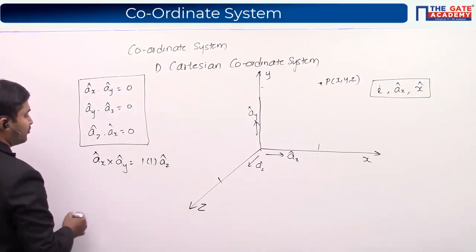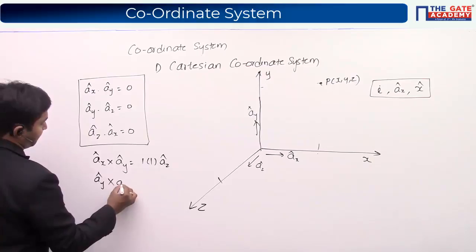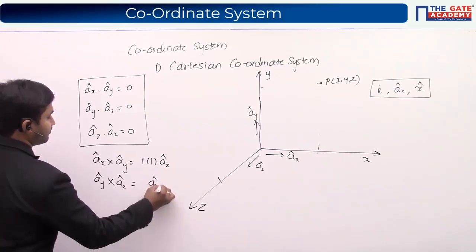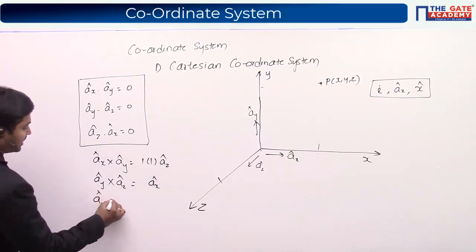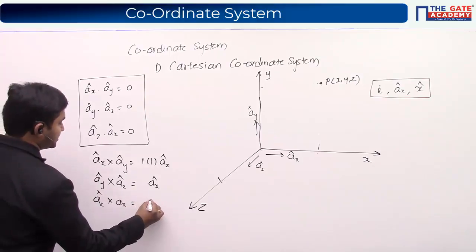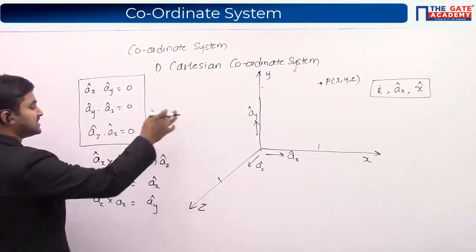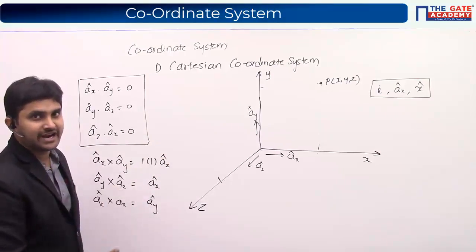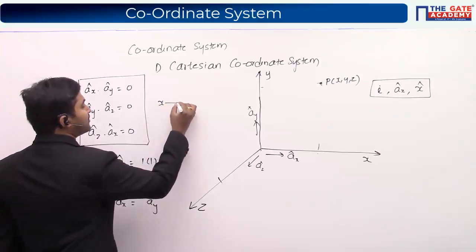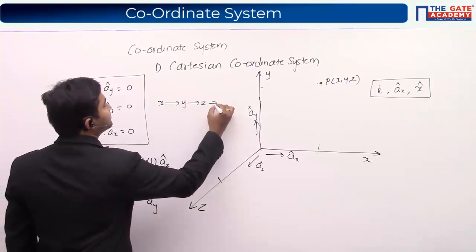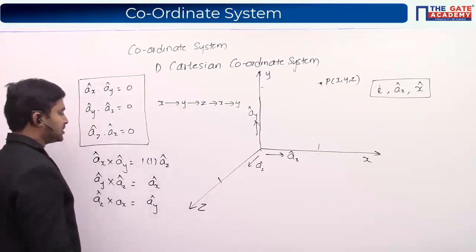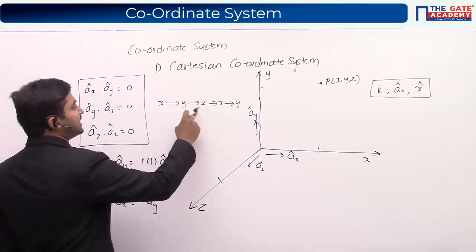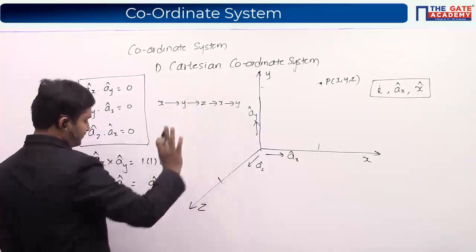Similarly, if I move from Ay cross Az, then it is going to be the x direction. Az cross Ax is going to be the y direction. The easiest way to remember this is using the right-handedness of the coordinate system, where we can say from x comes y, from y comes z, from z comes x, from x comes y. So if you write x cross y, it is z. If you write y cross z, it is x. If you write z cross x, it is y.